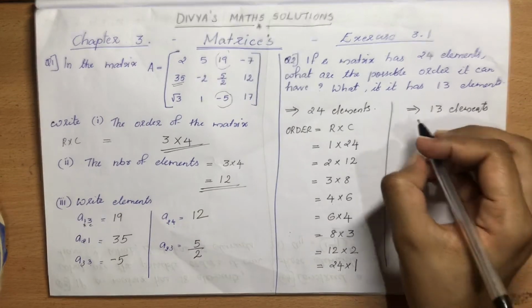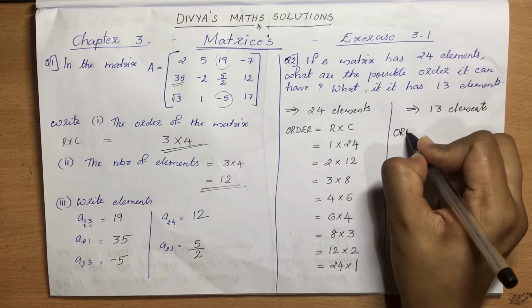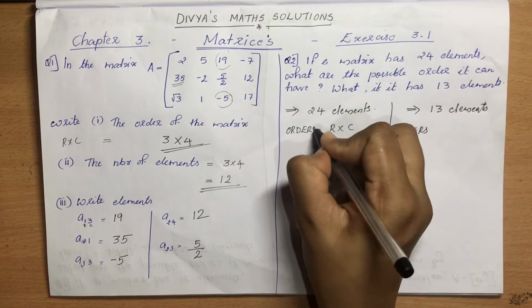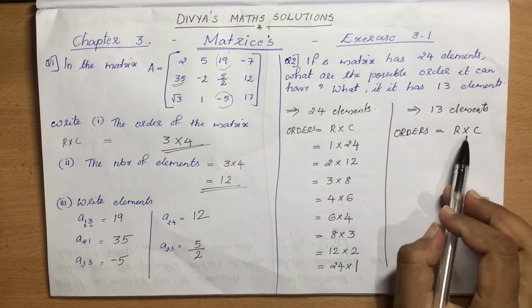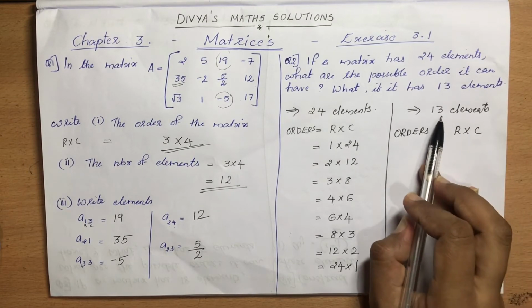What are the possible orders? Here also we need to write the orders. Orders means how we will represent row by column. When you are multiplying row by column, we will get the number of elements.